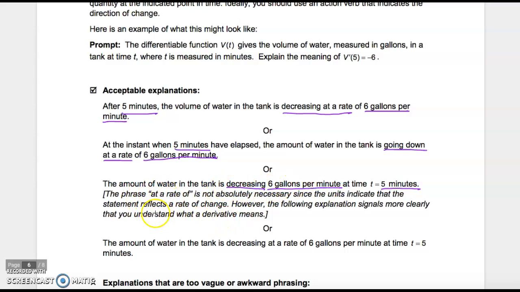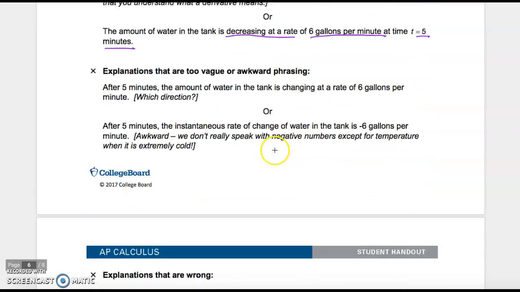Now, look at what here it says. The phrase at a rate of is not absolutely necessary, since the units indicate that the statement reflects the rate of change, right? Something changing over time. However, this is a better sentence for that, right? 6 gallons per minute, 5 minutes, decreasing at a rate. So I would highly recommend keeping that rate part in there when explaining a derivative.